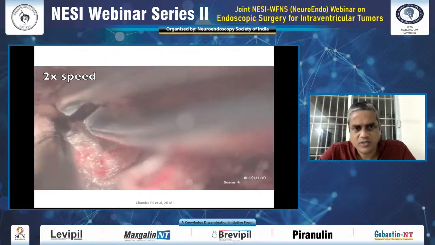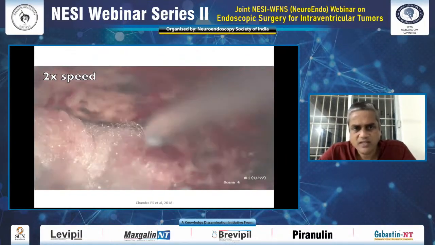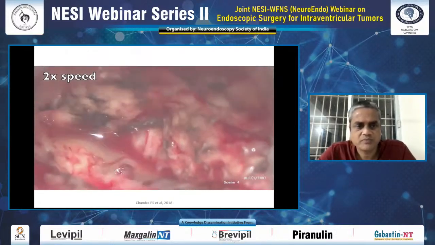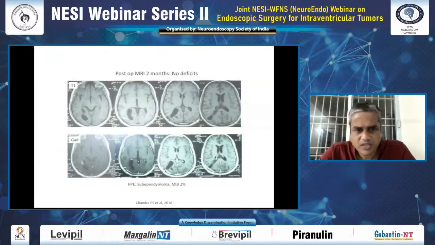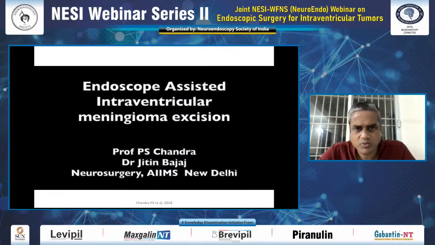So that's the end of surgery, achieving hemostasis. This was a parenchymal tumor. I'm sorry, it was not a meningioma. That's a post-operative CT scan showing the small access to the tumor.